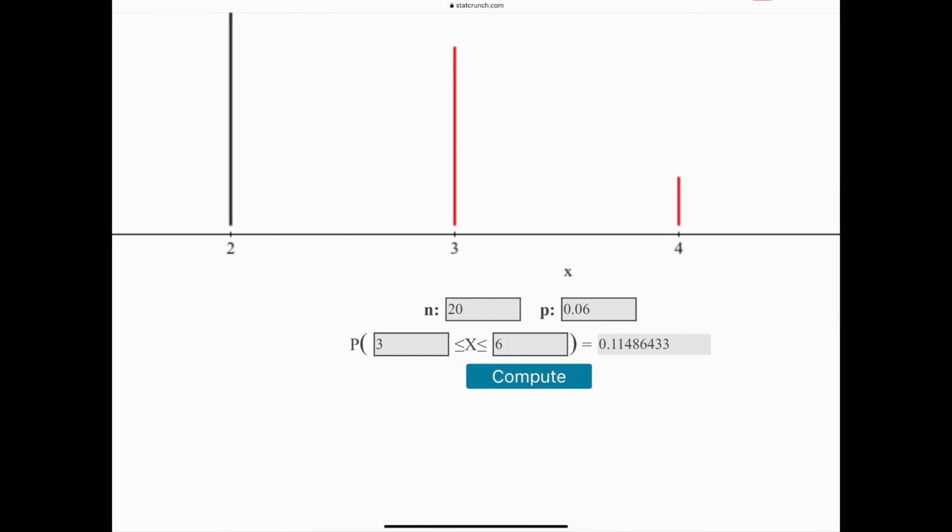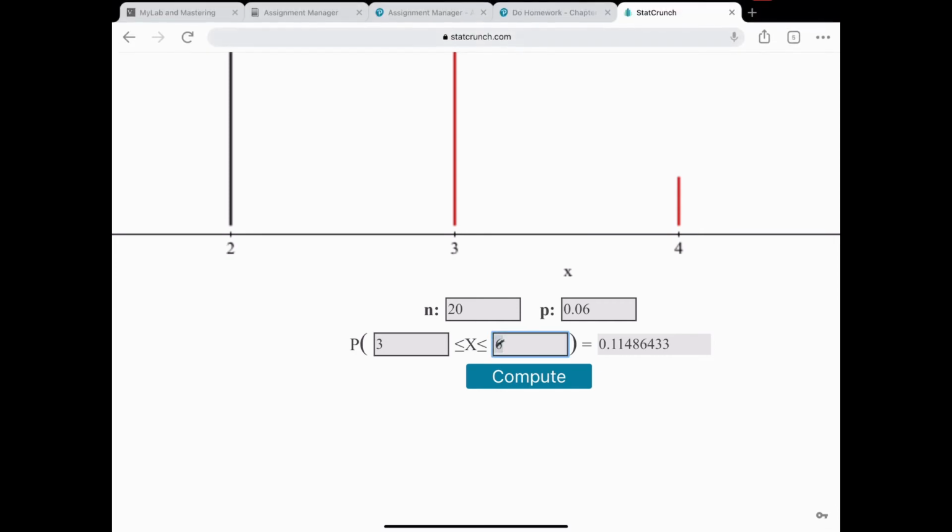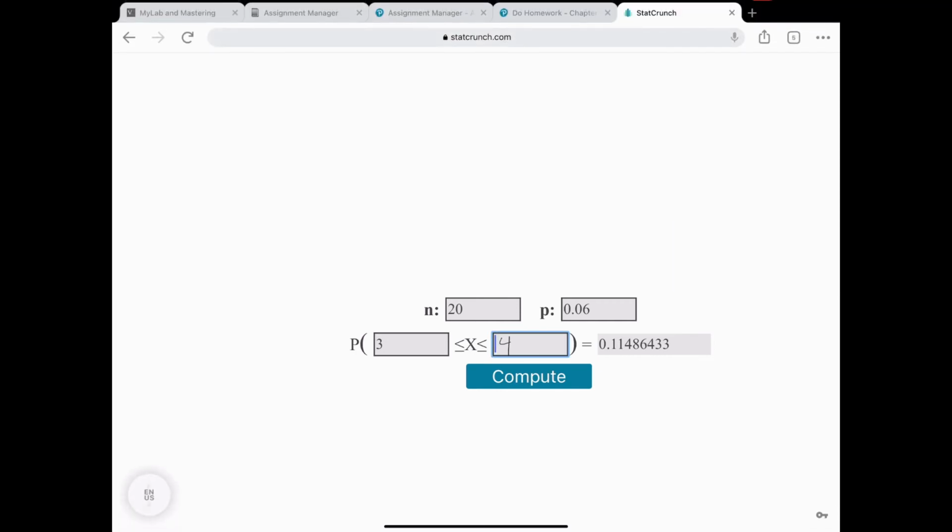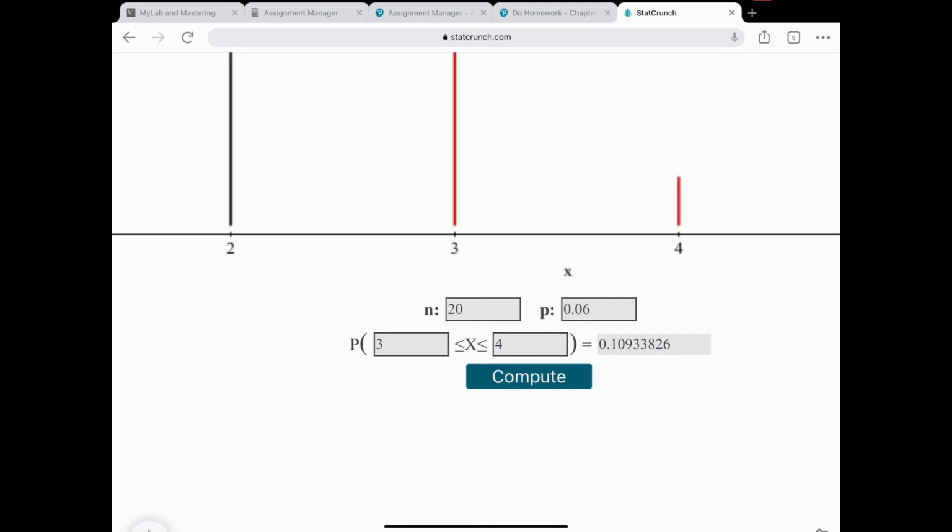My n is still 20. My p is still 0.06. My lower bound is 3. My upper bound now, though, is 4. Let's calculate that. To 3 decimal places, we get 0.109.